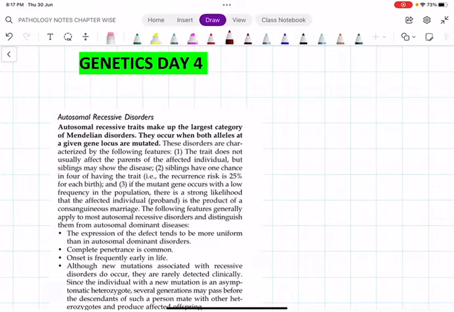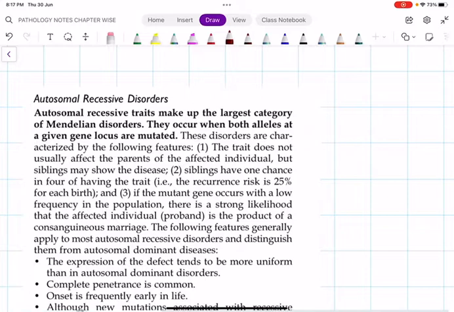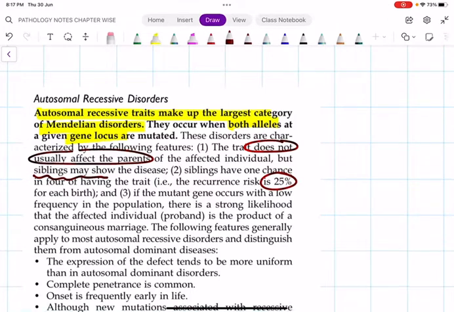Today I am going to discuss the rest of the Mendelian inheritance disorders: autosomal recessive disorders, X-linked recessive, and X-linked dominant. Remember, autosomal recessive disorders actually make up the largest category of Mendelian disorders. In an autosomal recessive disorder, both alleles of a gene have to be mutated to manifest the characters. What are the features? Number one, they do not usually affect the parents, but siblings show the disease. The chance of a sibling getting the disease is 25%.